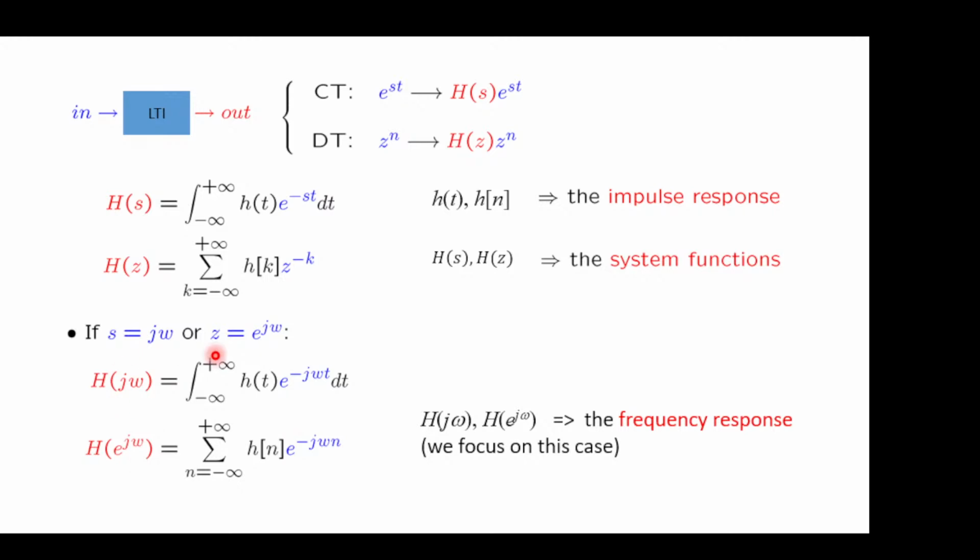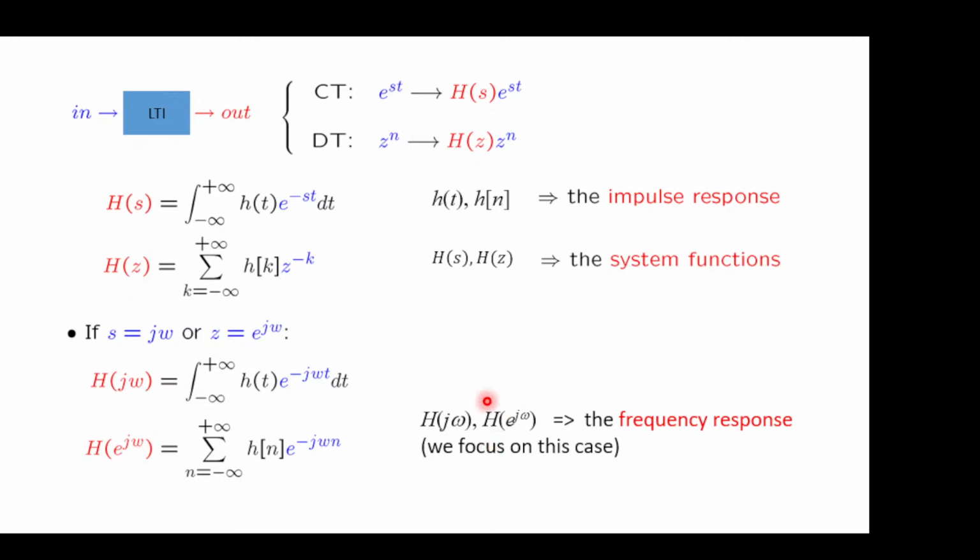But here we introduce some notation. So we say that we want to think about input being some complex exponential e to the j omega t, then we'll get some H of j omega. So we are basically just substituting s with some purely imaginary number, H of j omega. And similarly for discrete time, although we have z here, so it's actually e to the j omega. Okay.